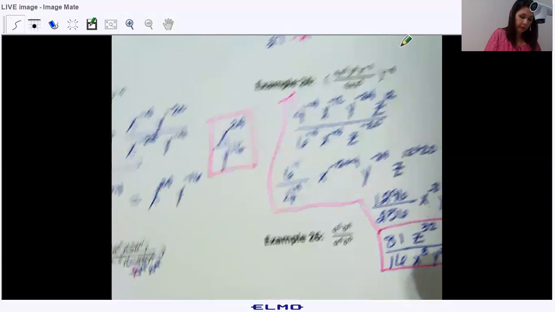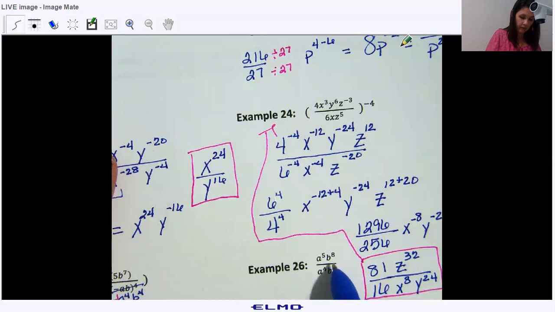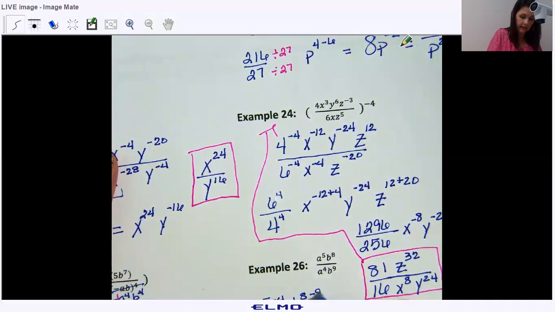Okay, let's look at example 26. This one looks pretty easy, right? We're just combining these. So we have a to the 5th minus the 4th, and b to the 8 minus the 9.